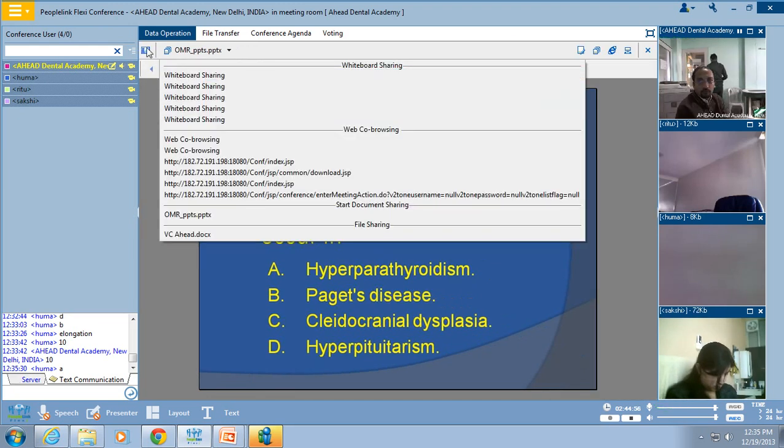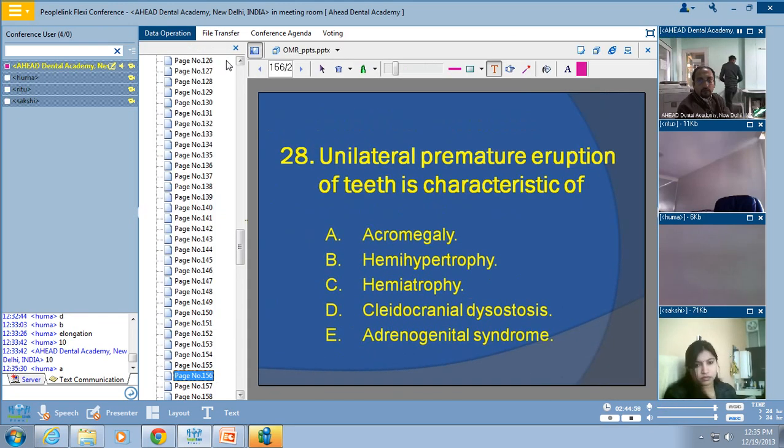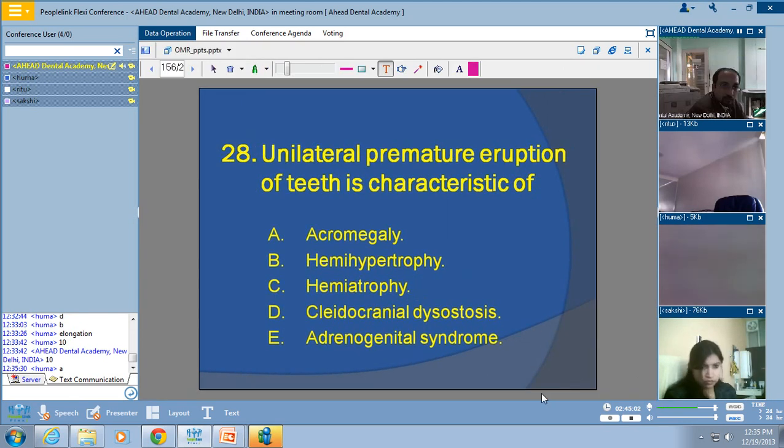So, what is unilateral premature eruption of teeth characteristic of? Again, a very easy question. But when the word unilateral comes, we start thinking of two things only. Hemi, obviously one half. But is it hypertrophy or atrophy? Now, that is what you need to think about. Obviously, it cannot be acromegaly, it cannot be cleidocranial, it cannot be adrenogenital syndrome. So, we are left with choices B and C. Which is the answer? Hemihypertrophy or hemiatrophy?